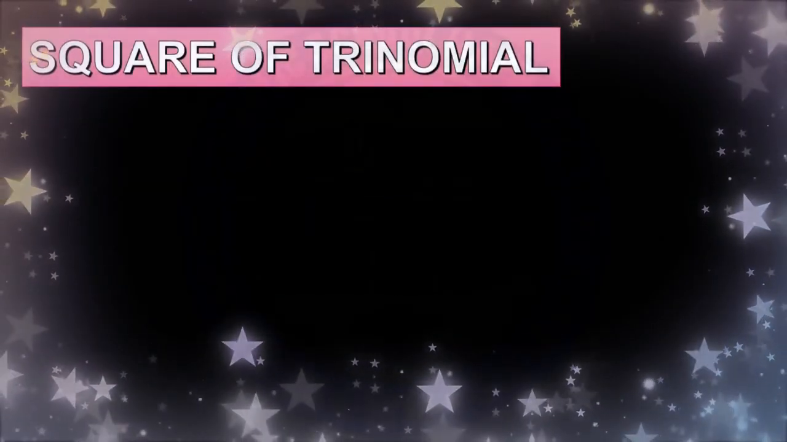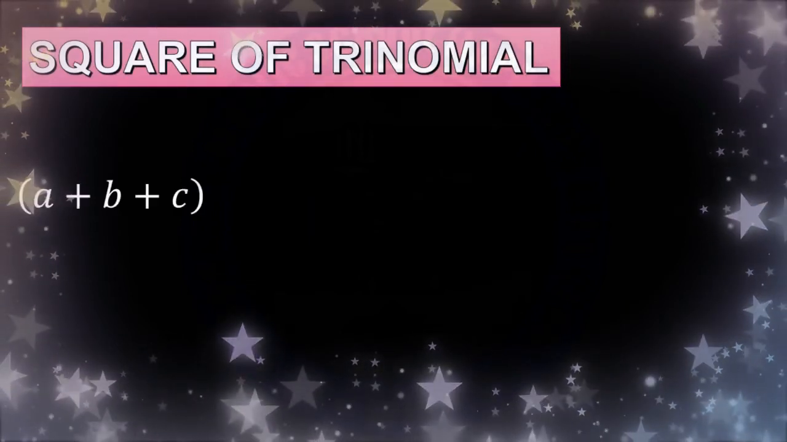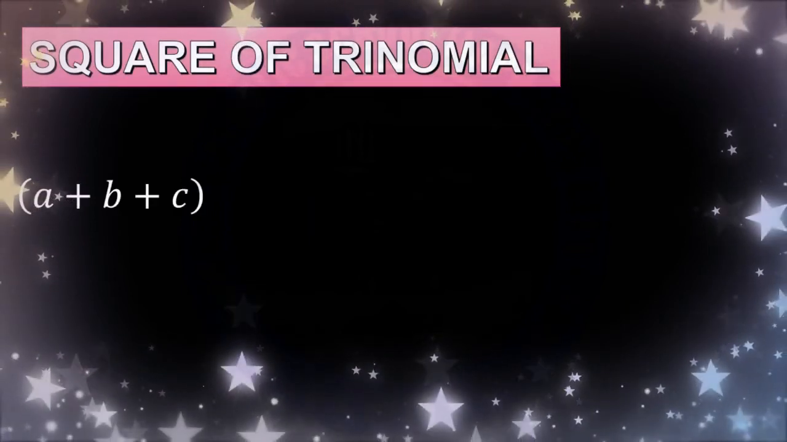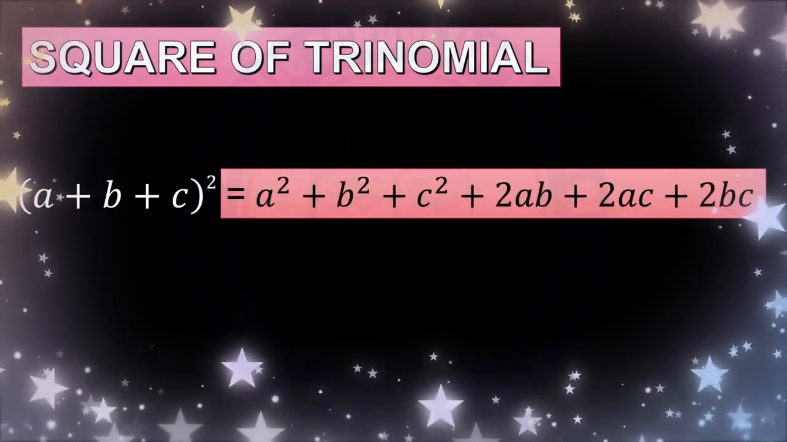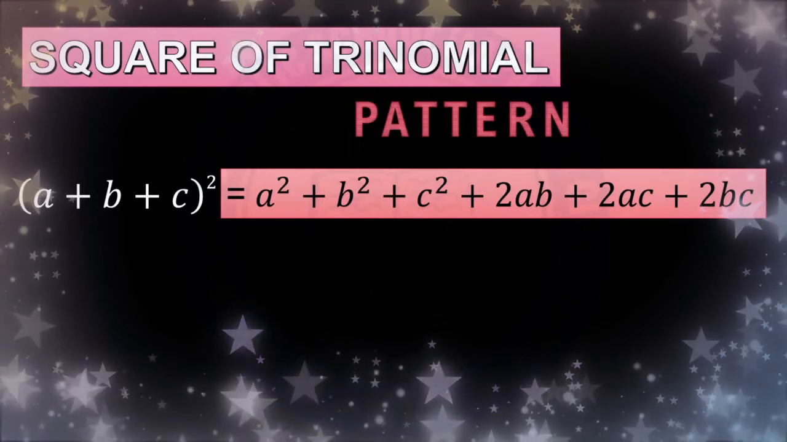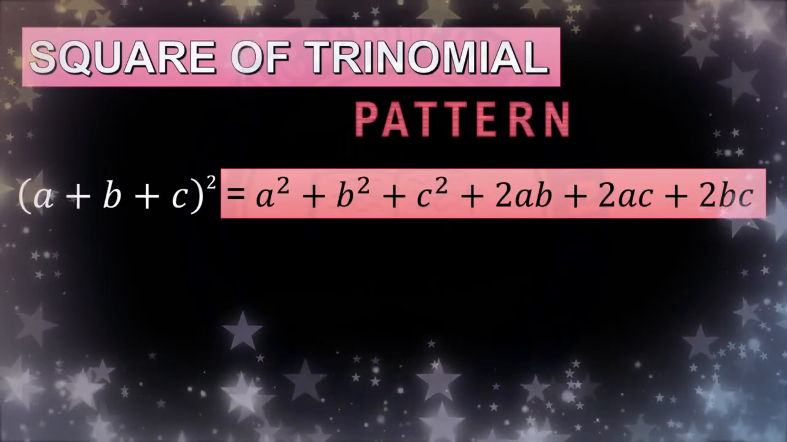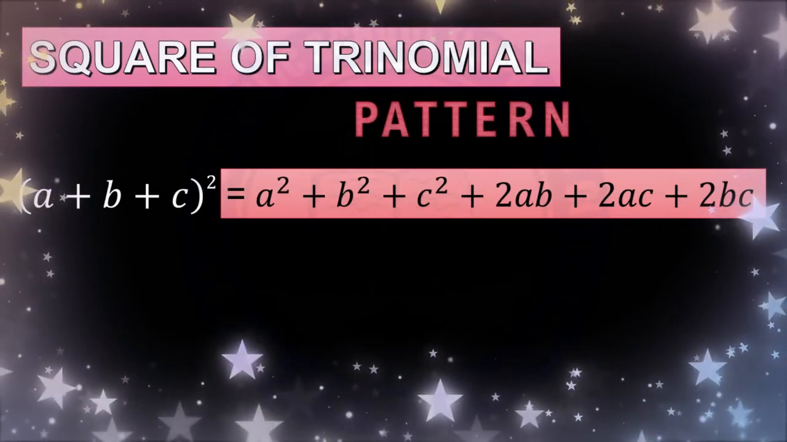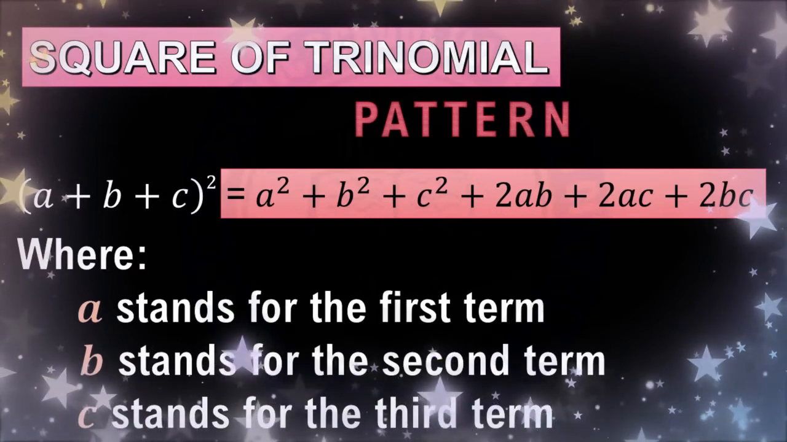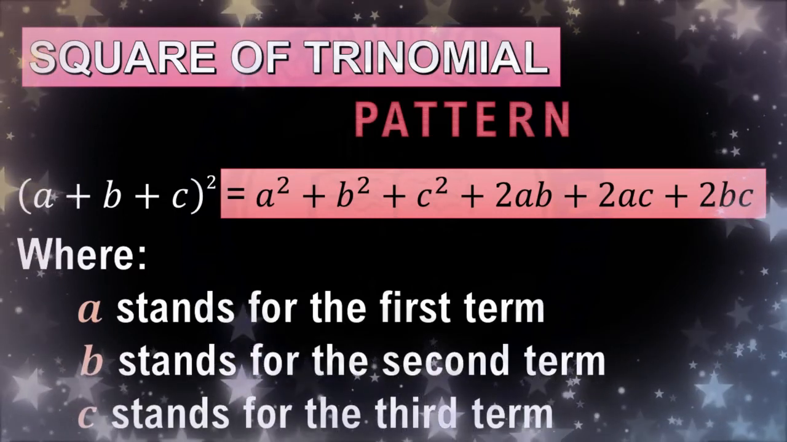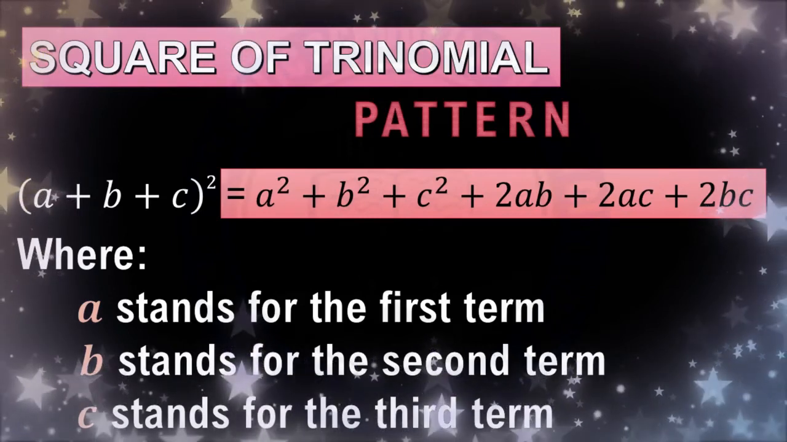Square of trinomial. A trinomial is a polynomial having three terms. If we're going to square a trinomial, it has the pattern of a squared plus b squared plus c squared plus 2ab plus 2ac plus 2bc, where a stands for the first term, b stands for the second term, and c stands for the third term.